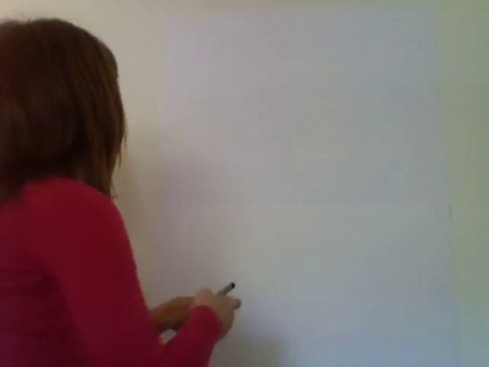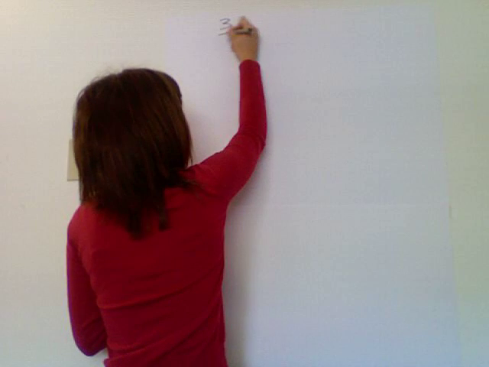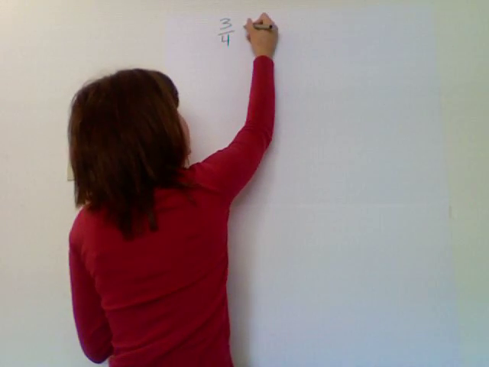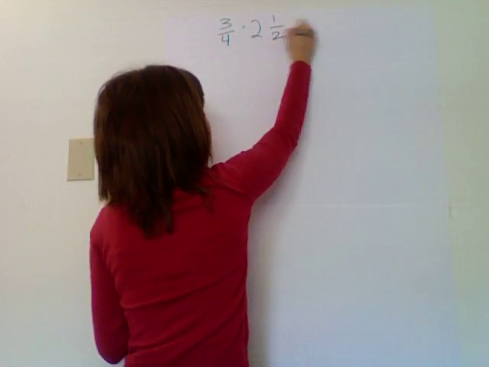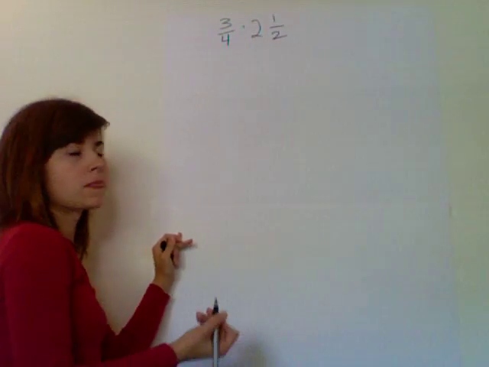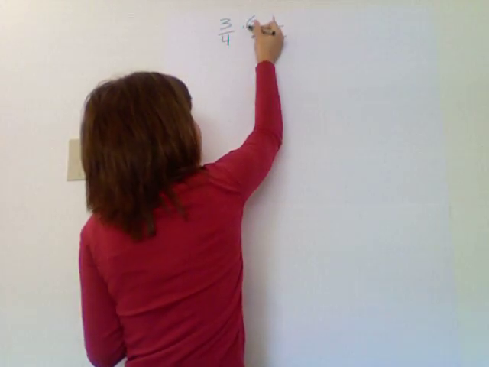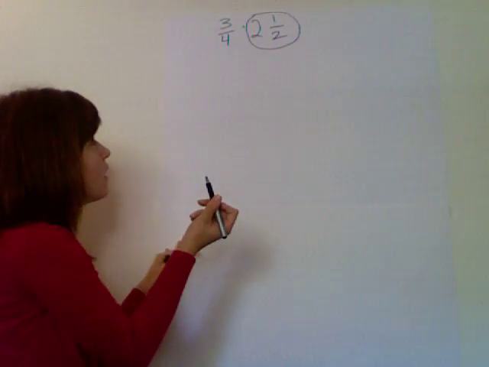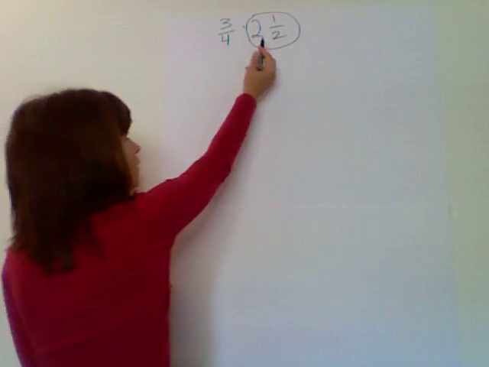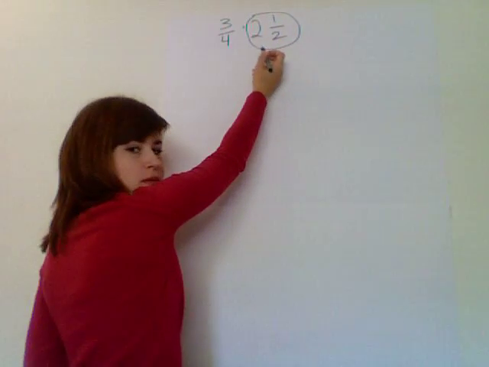Okay, so fractions were given for 3/4 times 2.5. Okay, so if we first look at the 2.5, that tells us we need to add 3/4 2.5 times.